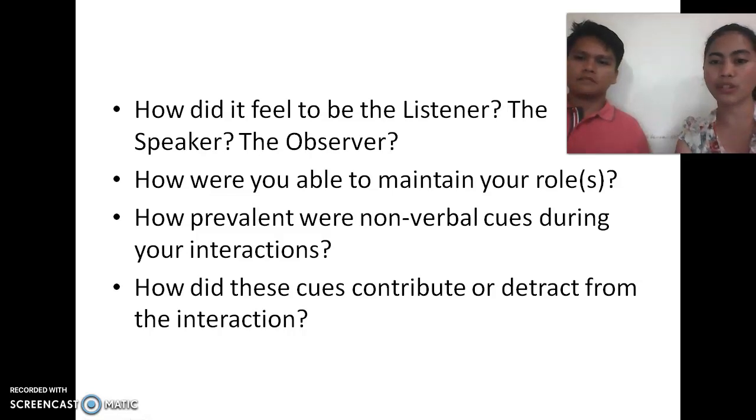Next: how do these cues contribute to or detract from the interaction? It's helpful. At the same time, sometimes if the gestures are interrupting, like you raise your hand because you have questions, that will detract from your speaking.